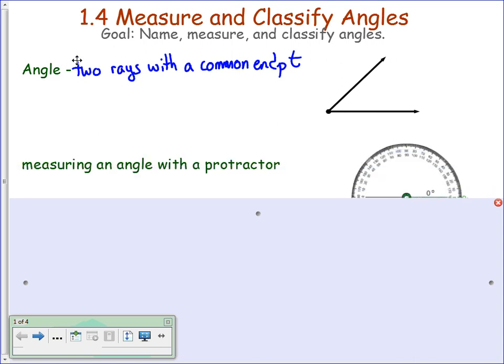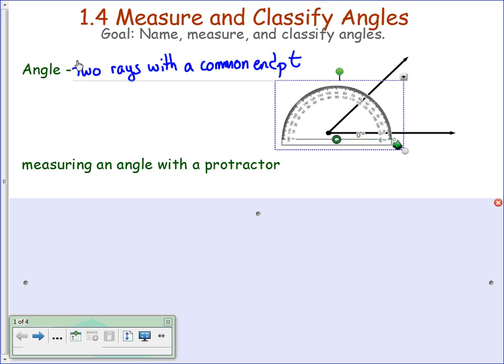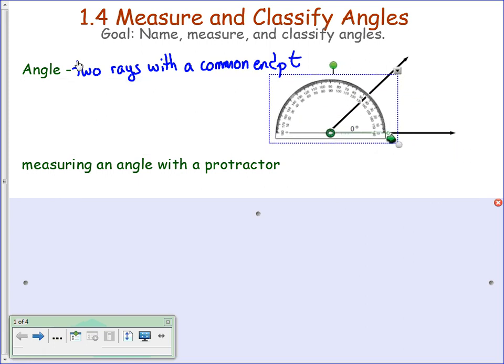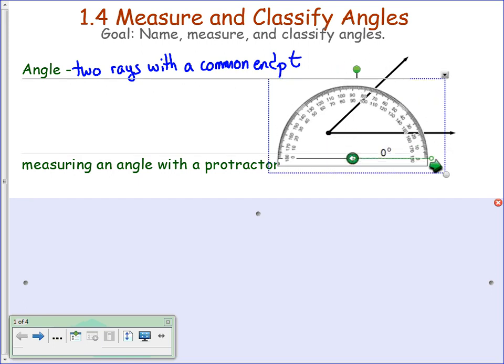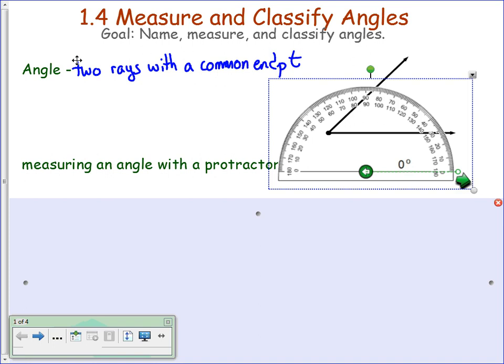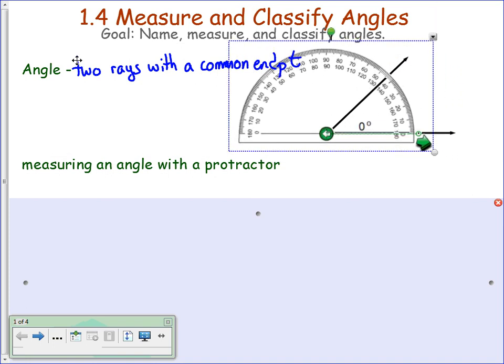We measure an angle with a protractor. So for example, we have here an angle, and I have a protractor. There's always going to be a little hole or crosshair area that represents 0. And I'll make this a little larger here. And then we place that.